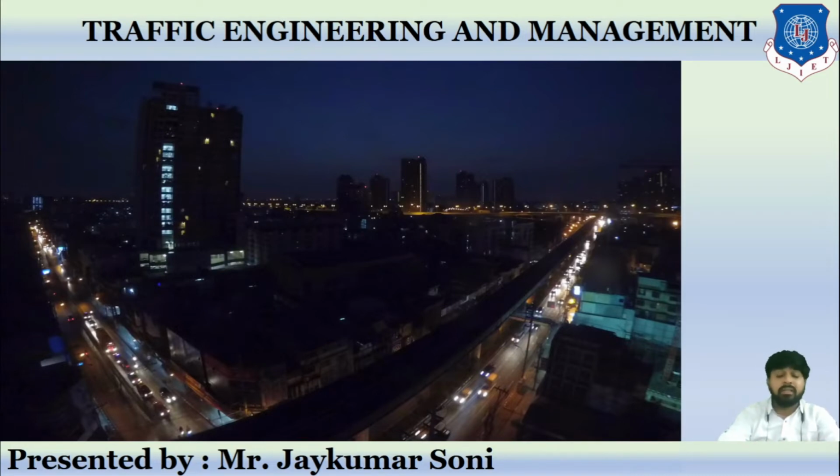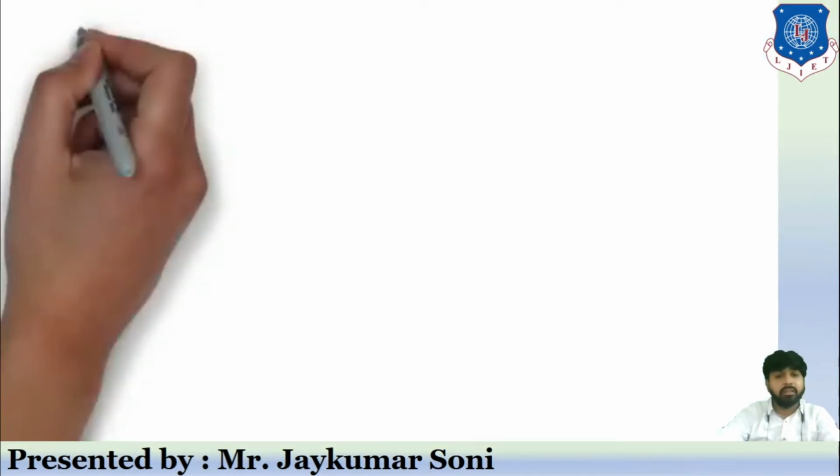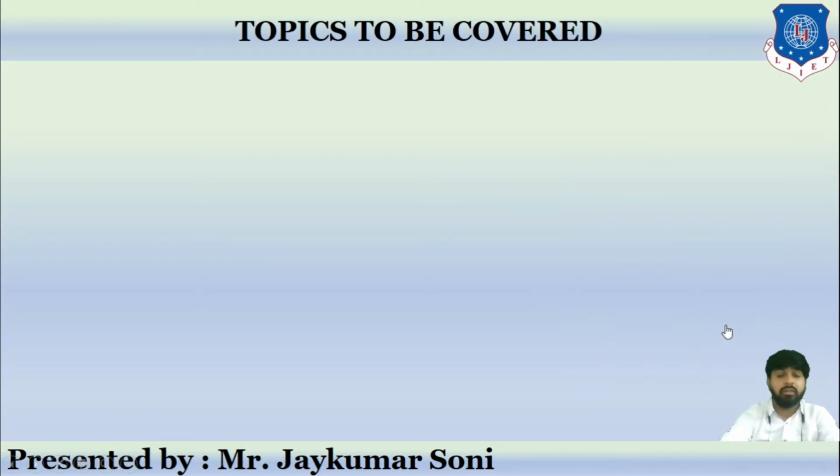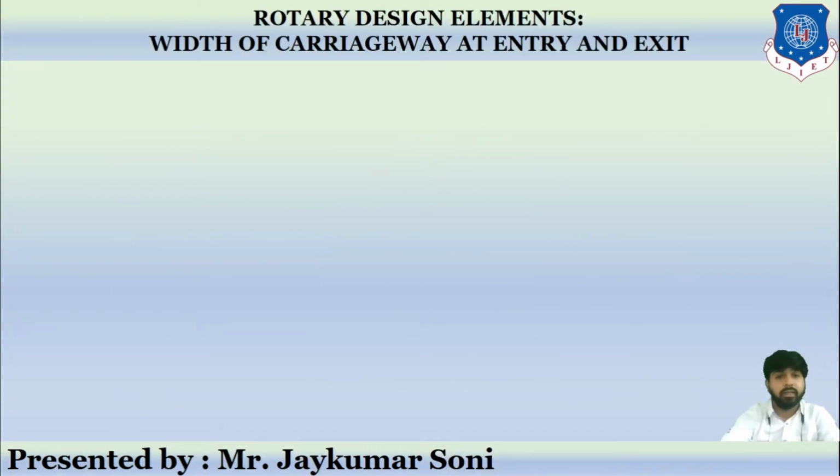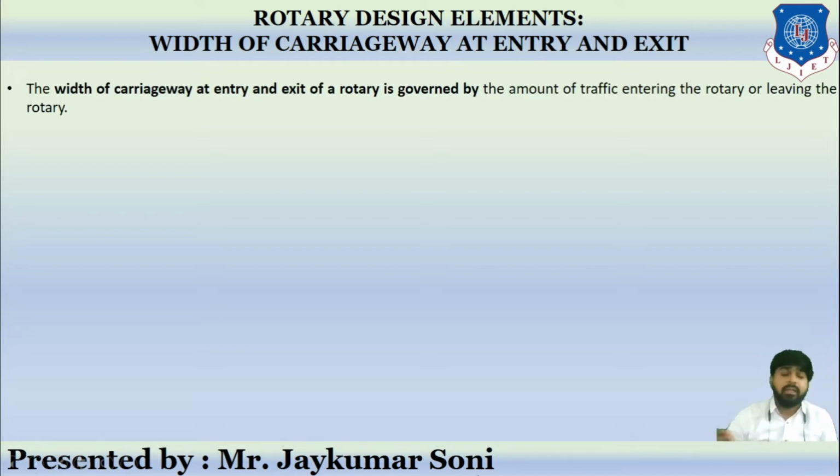So we have been discussing the guidelines that are required to provide the rotary intersection. In the last session, we had learned a few things. In this session, we will continue, and the next element that is required for rotary design is called the width of carriageway at the entry and exit. You know the meaning of carriageway? Carriageway is the width of pavement on which the pedestrians and vehicles can move.